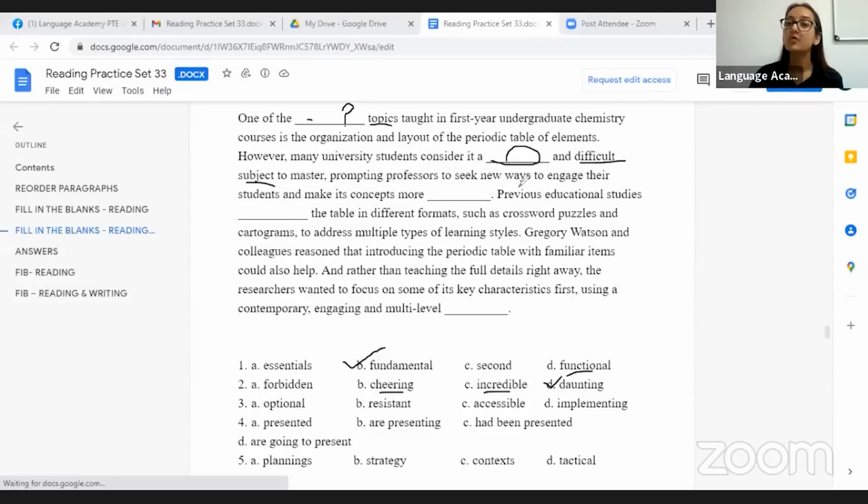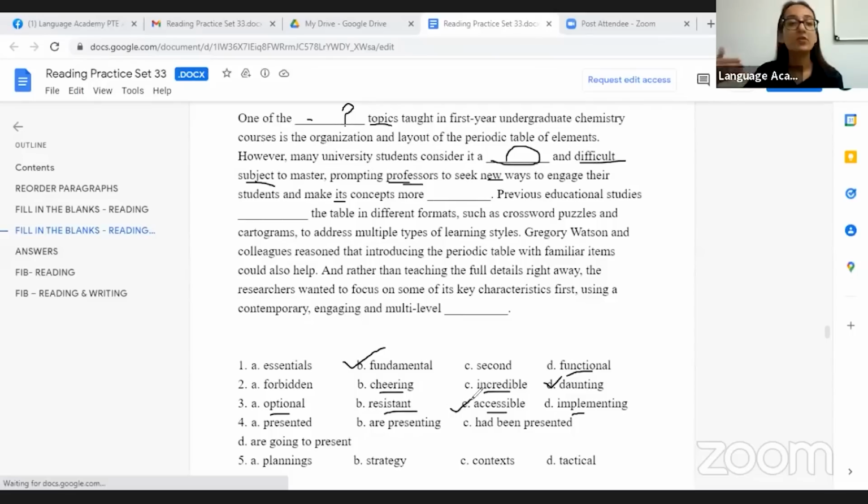"Prompting professors to seek new ways to engage their students and make its concepts more dash." Because the subject is difficult, students feel it is fearful. So that is why professors try to find new ways to engage their students and make the concepts of the subject more dash. So the professors will want to make the concepts optional, resistant, accessible, or implementing. We can make the contents of a subject accessible. Accessible means easy to grasp, easy in their reach.